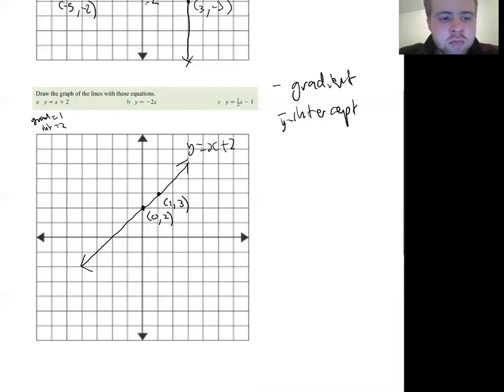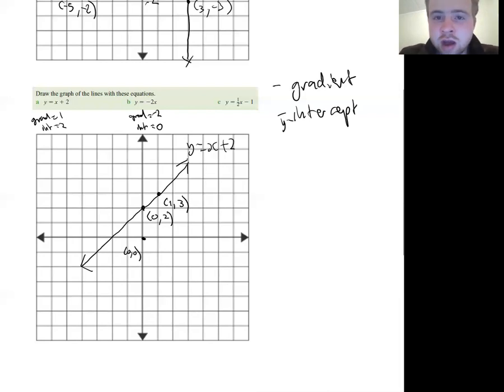Now, for b here, we have y equals -2x. So the number in front of x, the gradient, equals -2, and the intercept, okay, now there's no plus or minus any number after the x, so the intercept is just 0. Okay, if there's no number there, then 0 is the intercept. So straight away, the first point that we always put down is the y-intercept, and in this case, the y-intercept is going to be (0, 0). Okay, because it just goes through the origin there. When x is 0 in that equation, y is also 0.